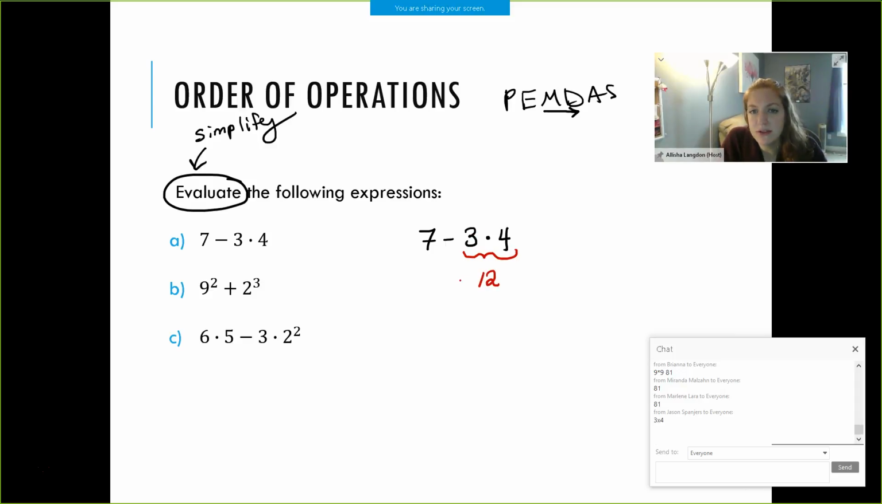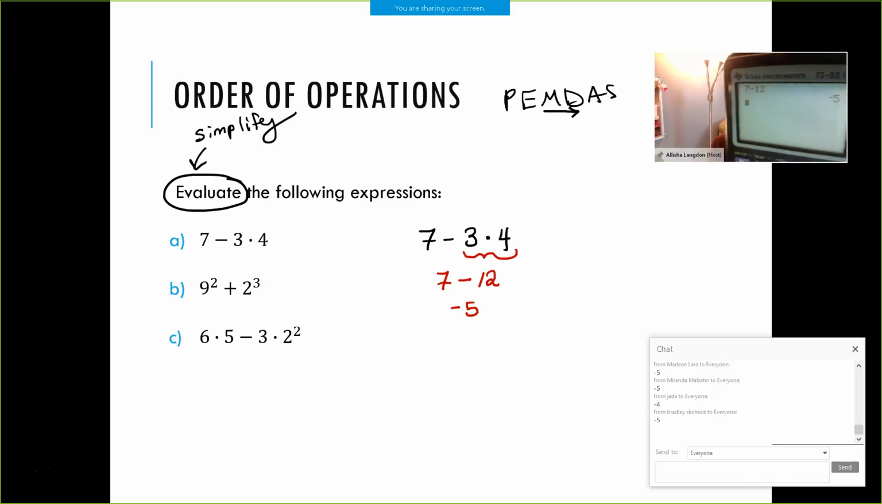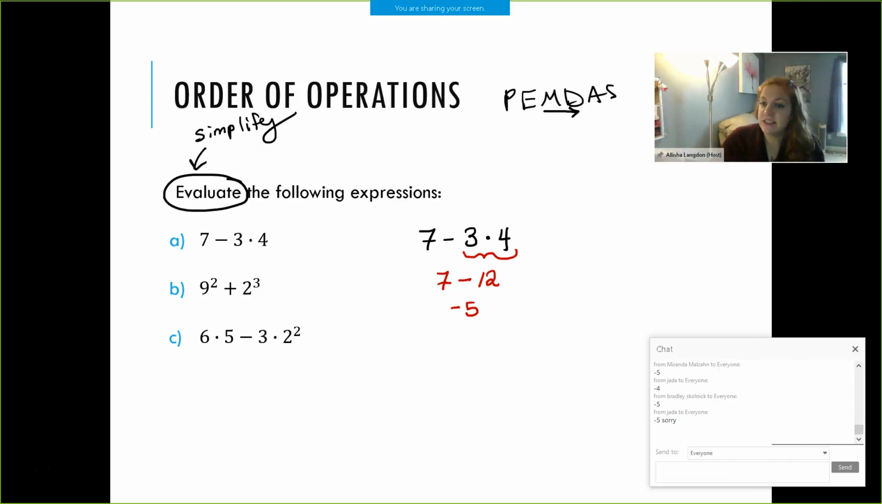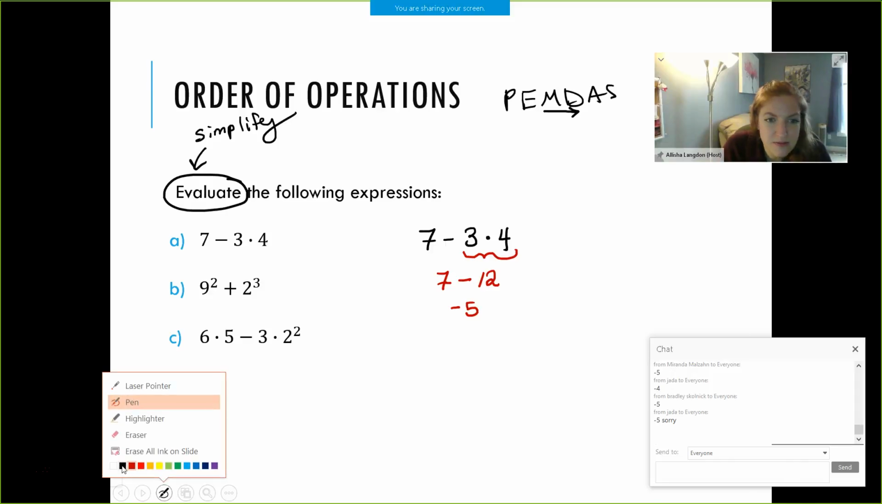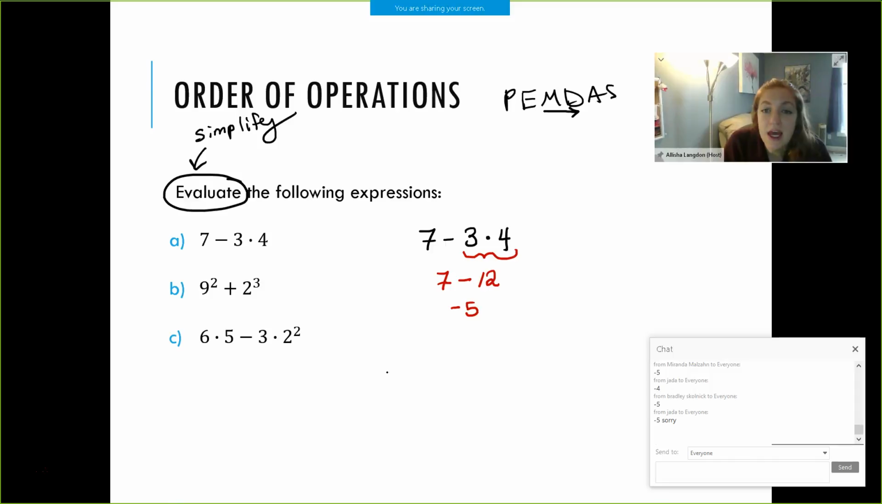Okay, so we multiply that first, drop down the rest of the expression, and then we just go ahead and subtract. So what is 7 minus 12? It is -5. If you're not sure, use your calculator. Not a problem. Just 7 minus 12. -5. Okay. You have $7. You take away 12. You owe $5. Yeah. No problem. No need to be sorry. We're all learning.